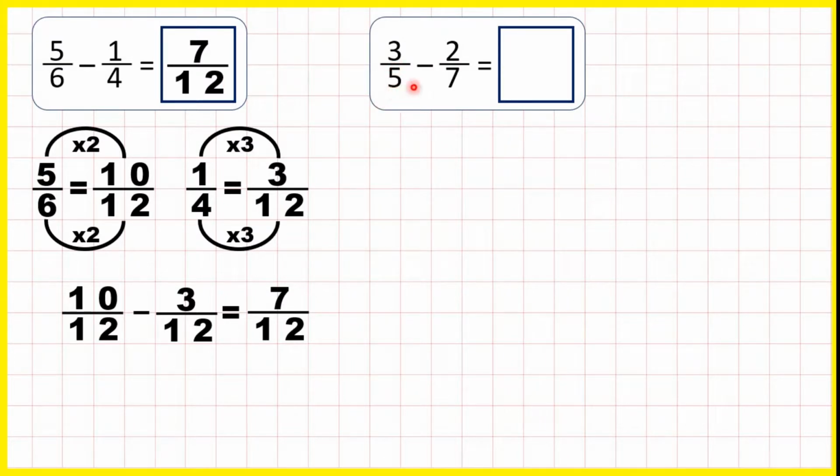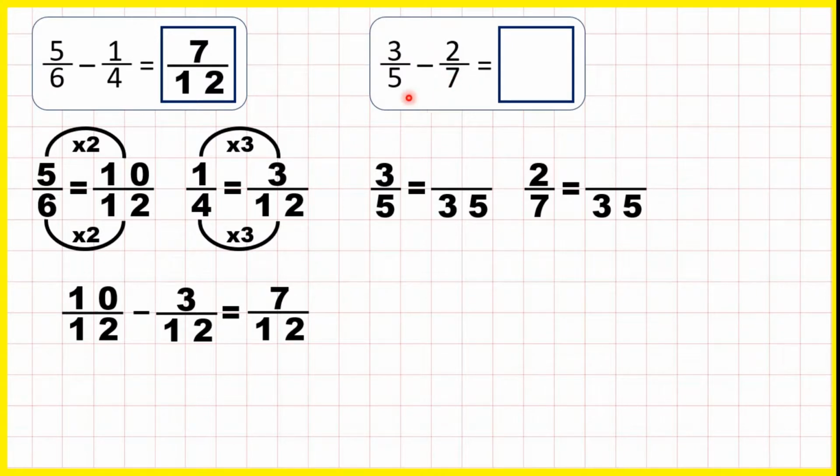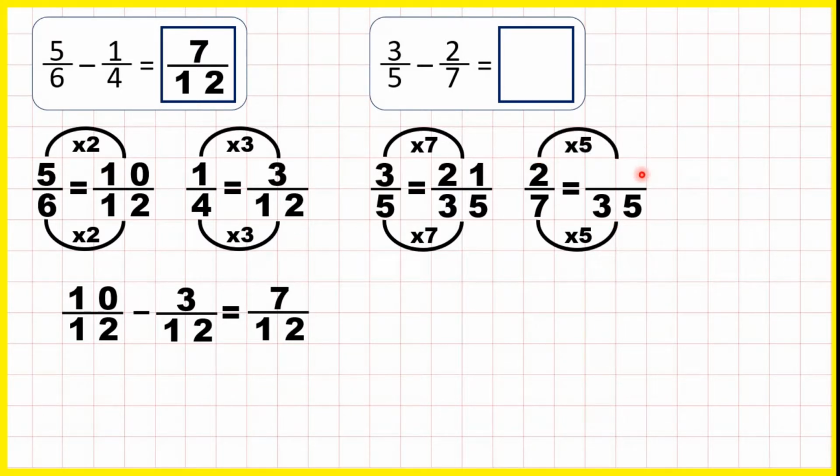Now 3/5 minus 2/7. Well, 35 is in both the 5 and the 7 times table, so we can find equivalent fractions to 3/5 and 2/7, which have a denominator of 35. 5 times 7 is 35, 3 times 7 is 21, 7 times 5 is 35, and 2 times 5 is 10.